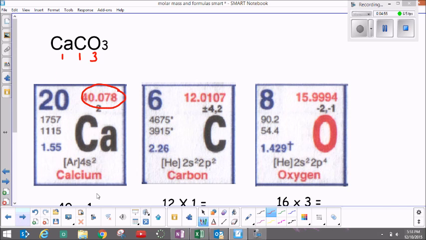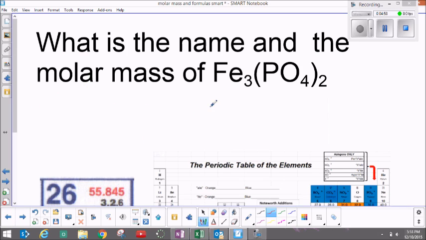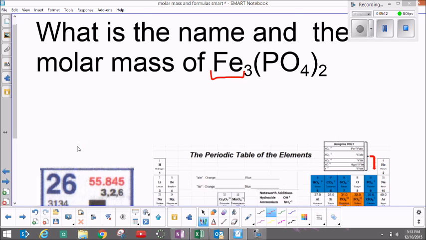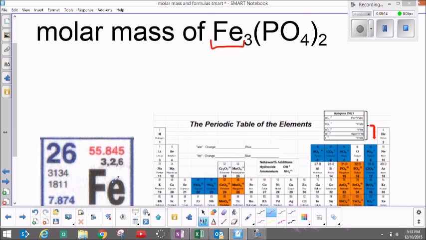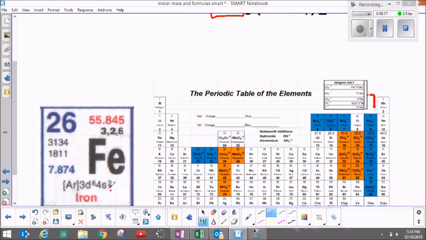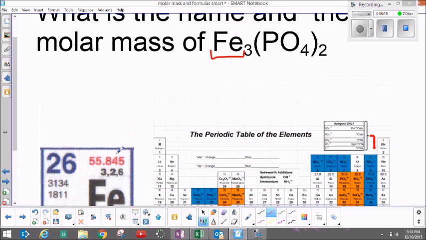What's the name and the molar mass of Fe3(PO4)2? The first thing you have to do is look up on a periodic table what element Fe is. When I look up on a periodic table the element Fe, I see that its name is iron. So the first name of this substance is iron, I-R-O-N, and it's going to need a Roman numeral in its name.